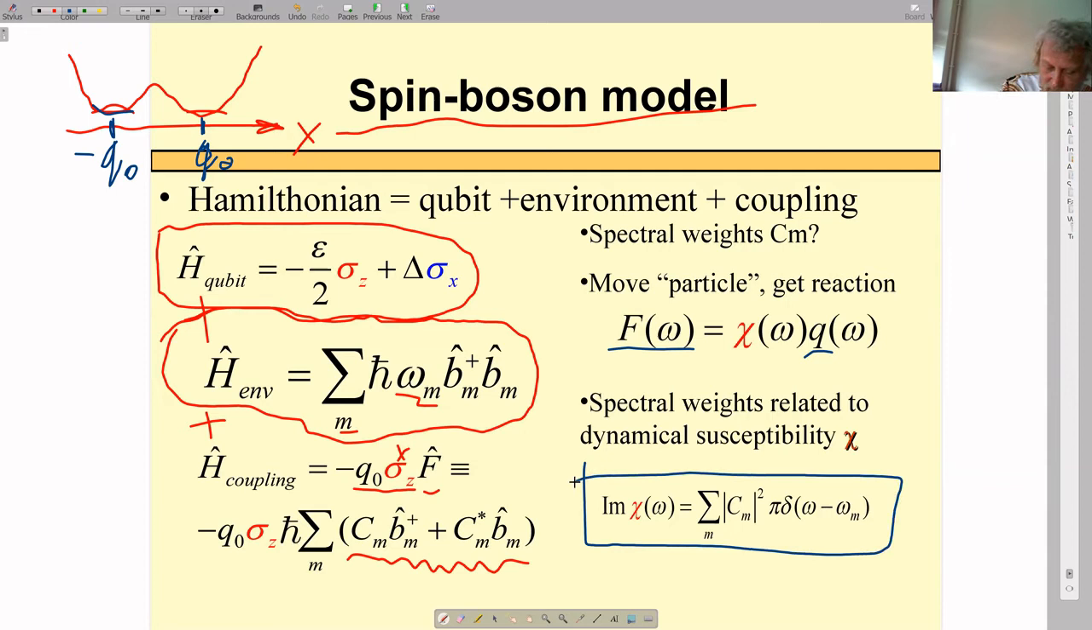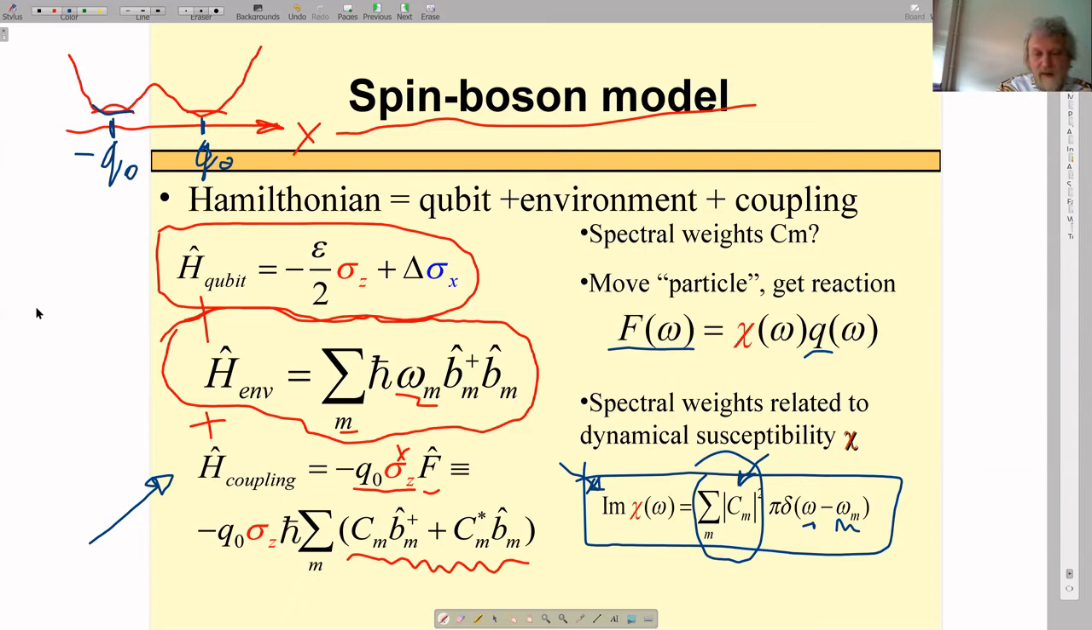And I can come up with the following formula. What does it do? It relates the imaginary part of the susceptibility to the C's. See, it adds up modes with a frequency close to a given frequency omega. So that completely characterizes the coupling; I don't need more details about the C's. I can always use this formula to make sense out of this Hamiltonian. Good. That is the model.